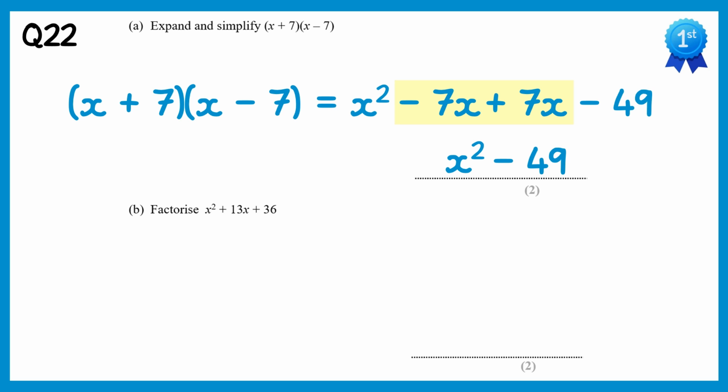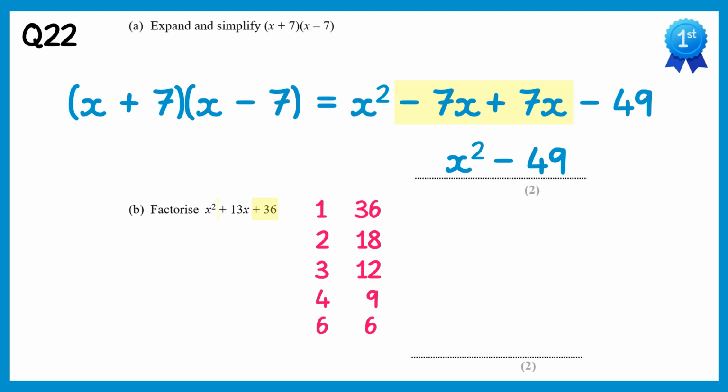In the second part of this question, we've been asked to factorise. To factorise something like this, we look at the final term here, 36. What we need to do is think of all of the factor pairs for 36. So we've got 1 times 36, 2 times 18, 3 times 12, 4 times 9, and 6 times 6. All of those multiply to give you 36.